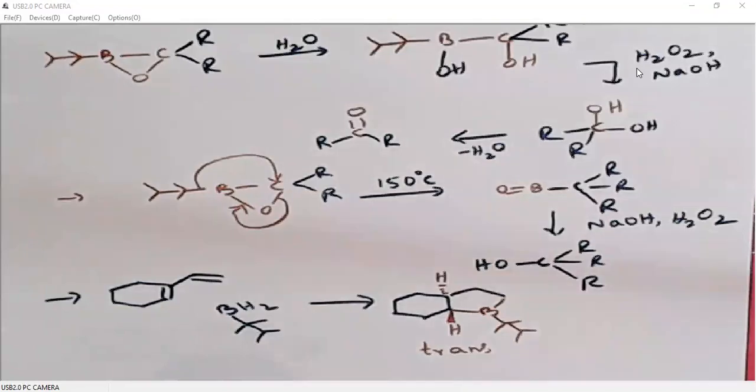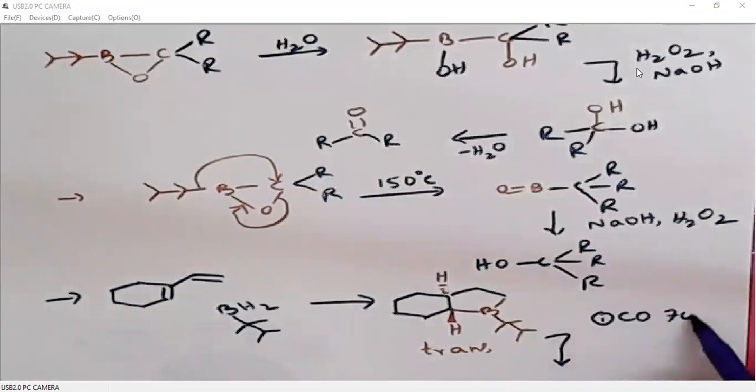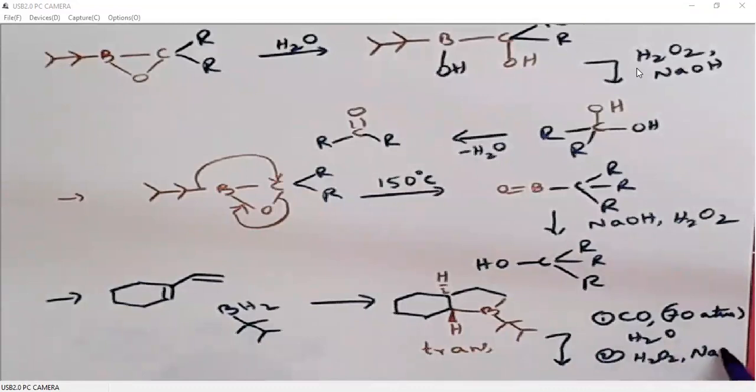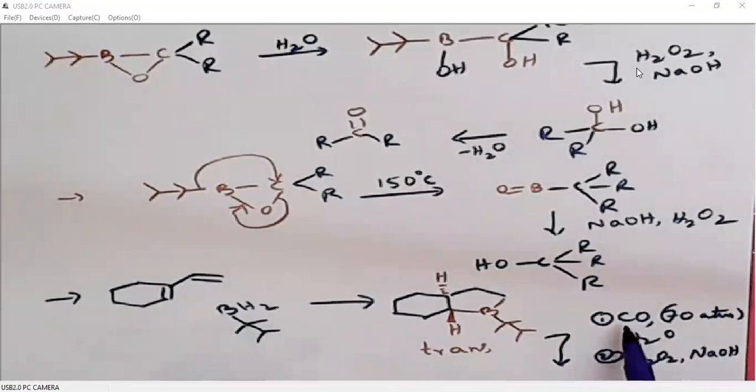Then when we further explore this with carbon monoxide at 70 atmospheres, water, followed by hydrogen peroxide and sodium hydroxide. I did tell you that when we add carbon monoxide, two of the alkyl groups from boron will be shifted to the carbon monoxide carbon. Now which alkyl groups will be migrating? It purely depends on the steric crowding of the directly attached carbons.